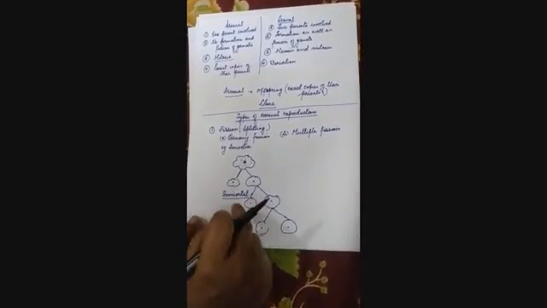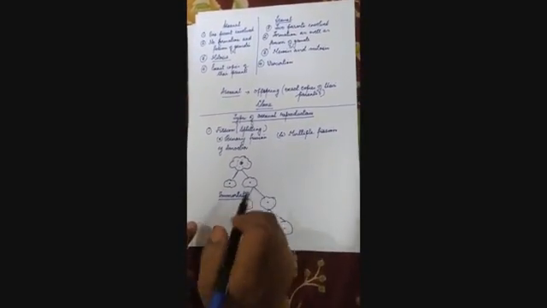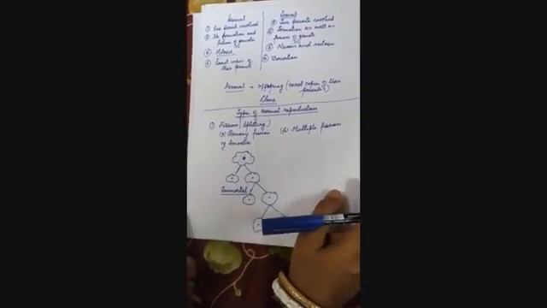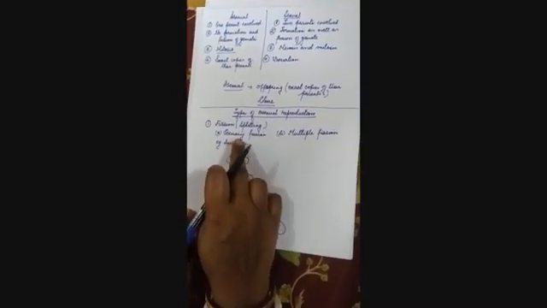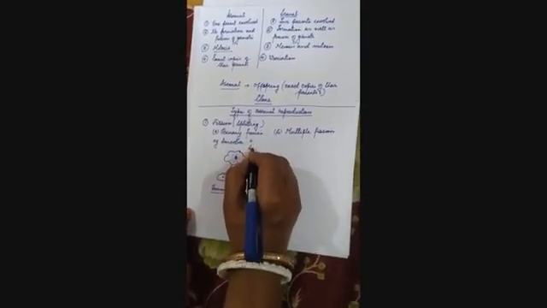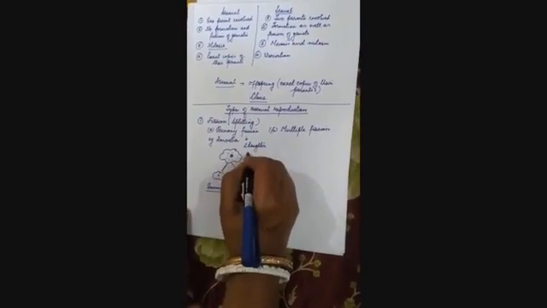The process of cell division goes on and on and on. So it is said that unicellular organisms are immortal. So in binary fission, from one parent, two daughter cells are formed.